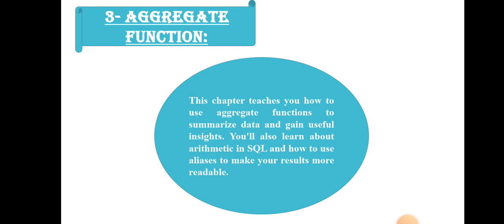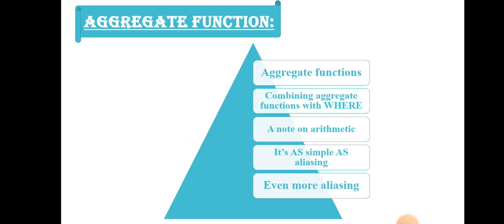The third chapter is aggregate functions. This chapter teaches us how to use aggregate functions to summarize data and gain useful insights. In this chapter we will also learn about arithmetic in SQL and how to use aliasing to make your results more readable. So this chapter includes aggregate functions, combining aggregate functions with the WHERE clause, and a note on arithmetic.